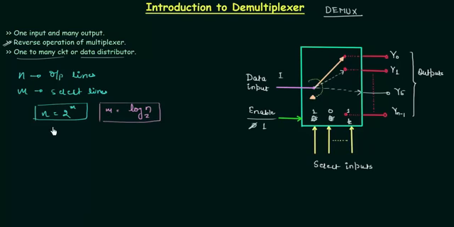So when you know the select lines and you want to know the number of output lines, you will use this, and when you have the output lines and you want the select lines, then you will use this formula. Now we have all the knowledge to start with the 1:2 demux.